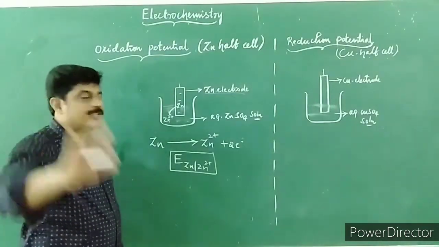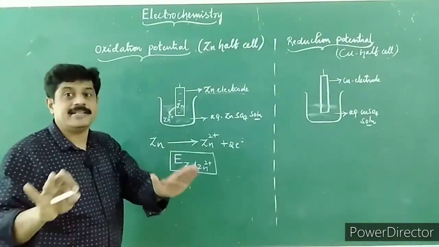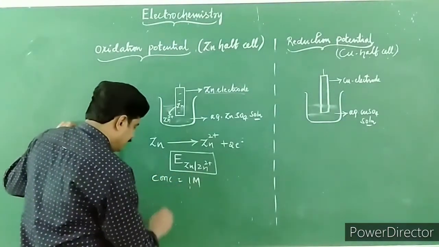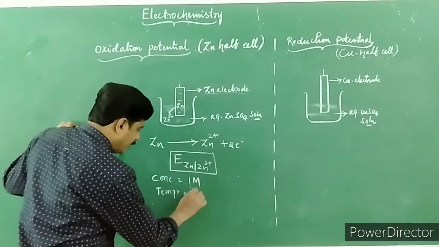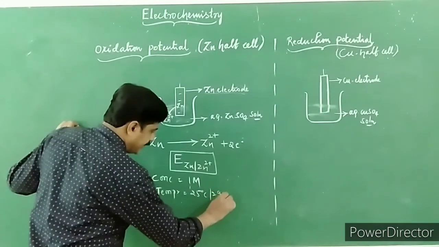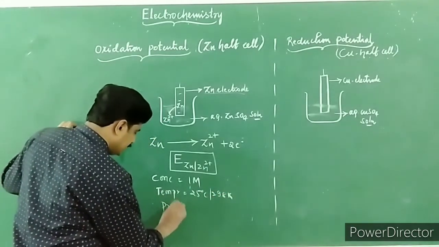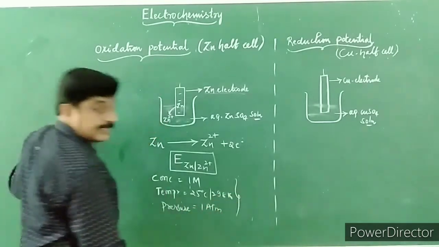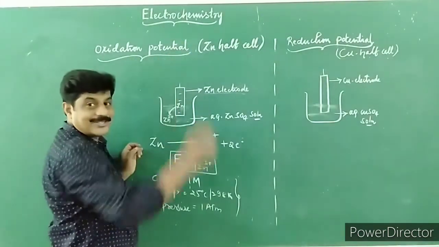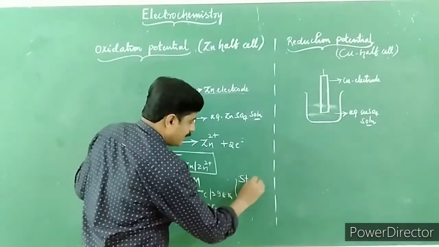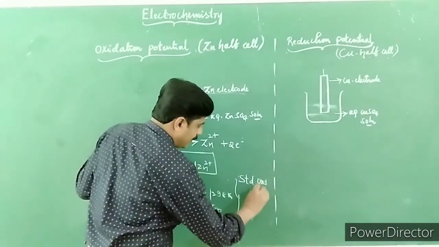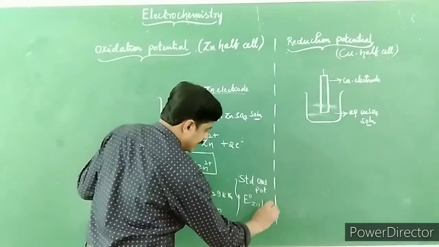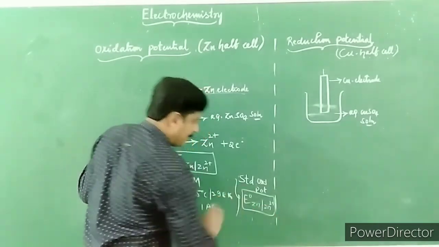Remember, if you are measuring oxidation potential under standard conditions, say concentration is equal to 1 molar, temperature is equal to 25 degrees Celsius or 298 Kelvin, and the pressure is equal to 1 atmosphere, then it is called standard oxidation potential, and is denoted as E0 Zn | Zn2+. This you need to remember.